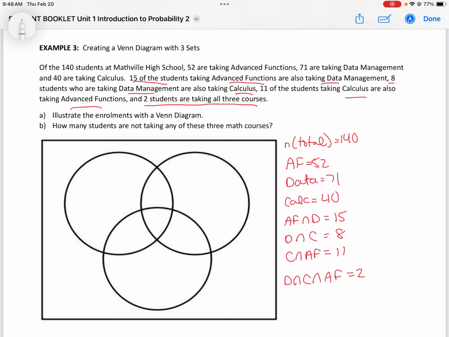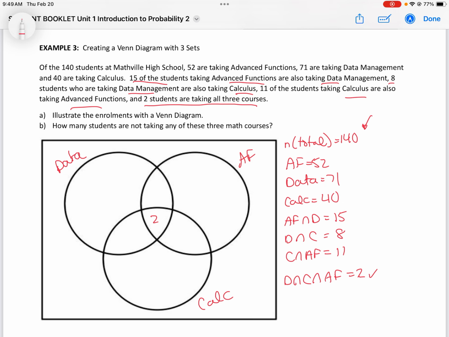Okay, so we're going to go ahead and illustrate the enrollments with a Venn diagram. By listing these, we don't have to go back to the original question. We're now going to go inside out. So in the middle, let's call this data, advanced functions, and then calc. So in the middle, it's going to be the 2. That one's done.